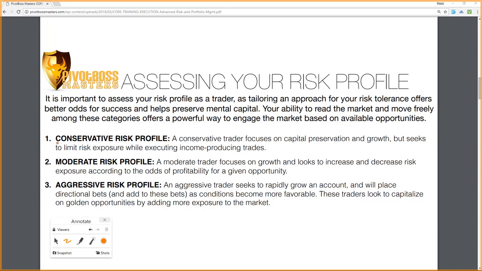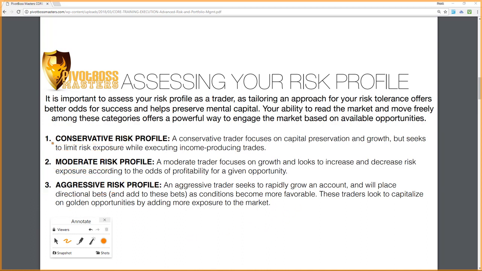So again, I don't believe that this is something where you can just stick inside. I mean, some traders will just be conservative. Some traders will be super aggressive. Some will be somewhere in the middle. But I think that it's your ability to effortlessly flow into and out of each of these categories as the market presents opportunities. I think that's very, very important.